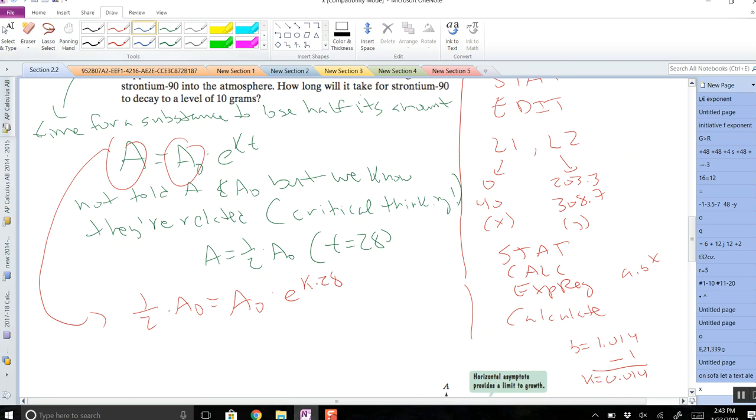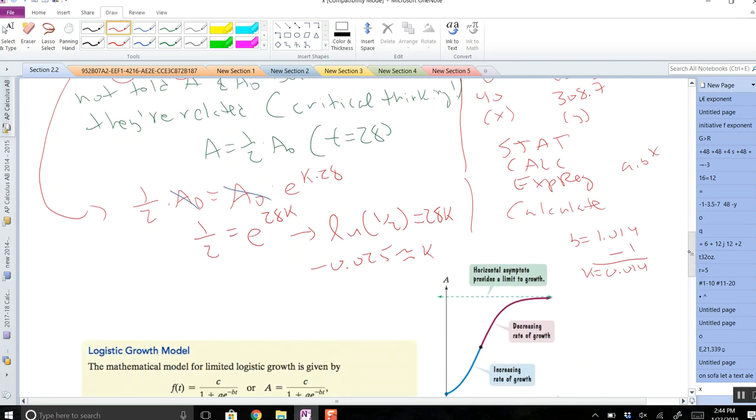So what happens is the A0s cancel from each side because we're just doing multiplication. So 1/2 equals E^(28K). Well, I'm going to take natural log of both sides. That allows me to isolate the exponent, just like we've done in the previous problem. And if you solve for K, I think you get negative 0.025. Use a calculator to do that.